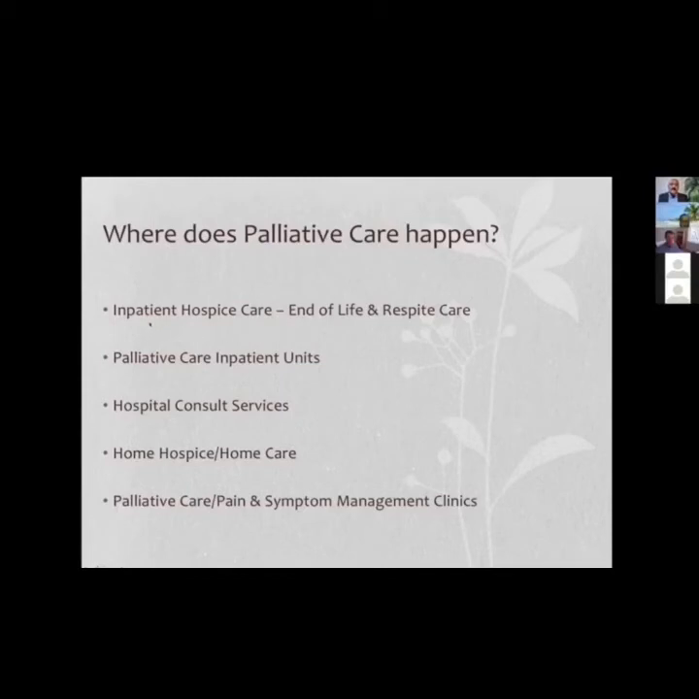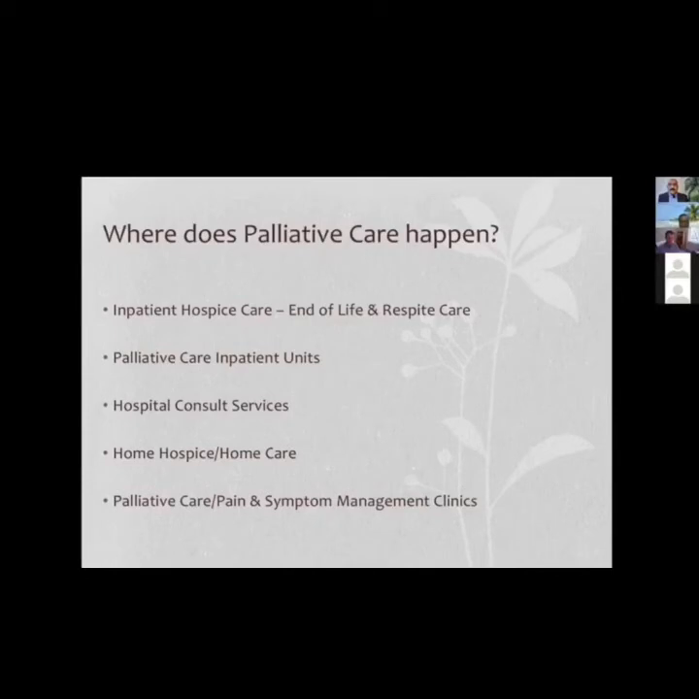So there's inpatient hospice care, which is usually, at least in Canada, for people that are in the last few weeks to few months of their life, often less than 3 months of life. And often the plan is for people to be there until end of life. And the goal is very much on comfort and quality of life.